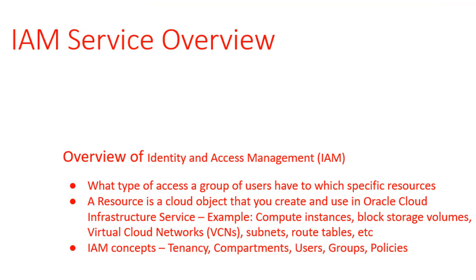We're going to talk about IAM service overview, identity and access management. So what does identity and access management mean? It's basically what type of access a group of users have to which specific resources. They control that. A resource is a cloud object that you create and use in Oracle Cloud Infrastructure Service. Could be your compute instance, block storage volumes, virtual cloud networks, VCNs, subnets, route tables, etc.